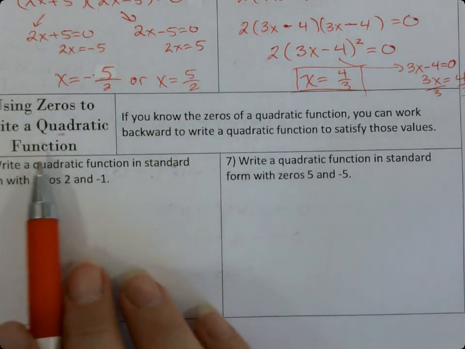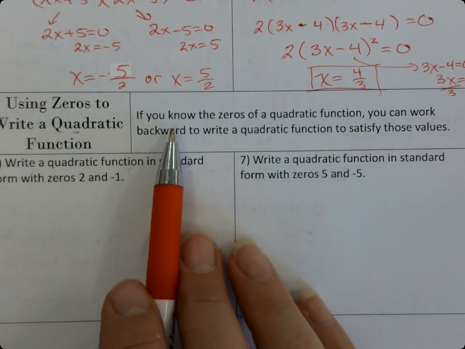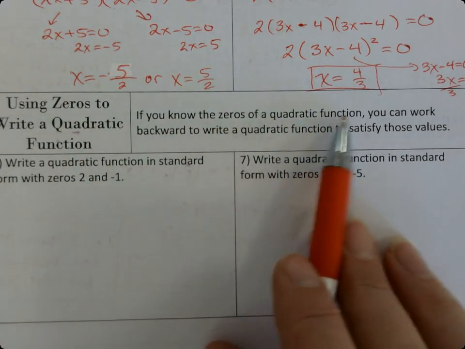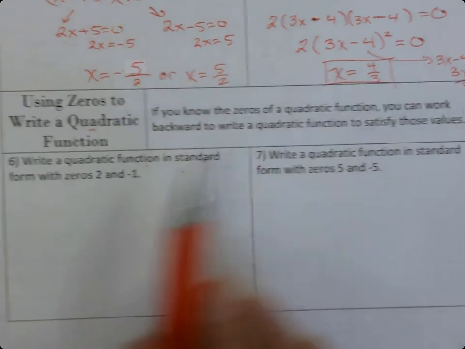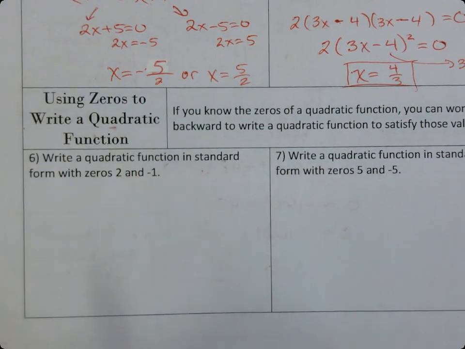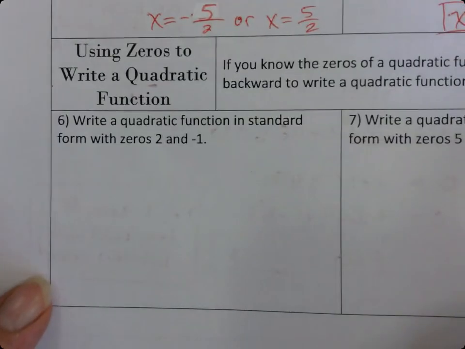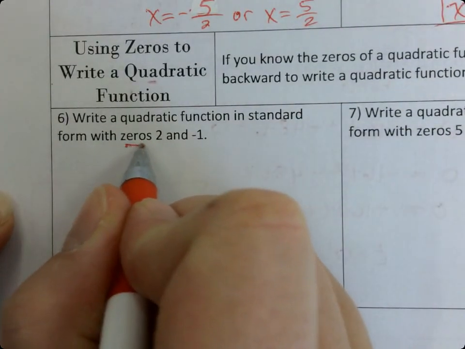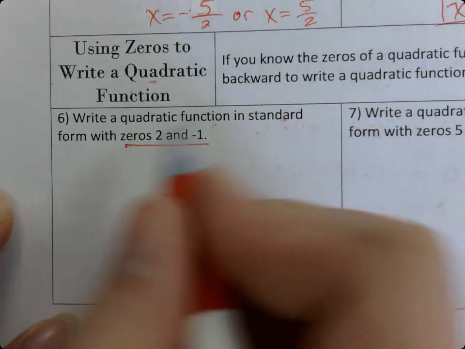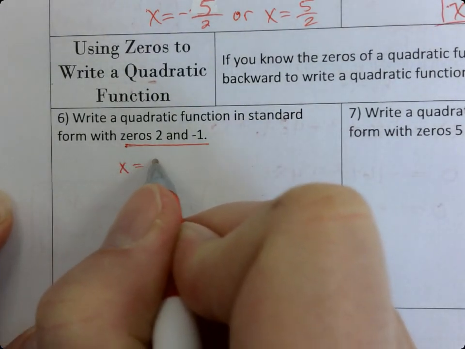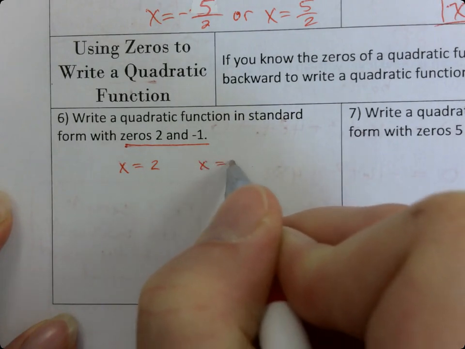Okay, we're going to go backwards now. So this says using zeros to write a quadratic function. If you know the zeros of a quadratic, you're going to work backwards. So I'm telling you the answers are 2 and negative 1. So please pay attention to this. It's actually not a bad concept. So if the zeros or the roots are 2 and negative 1, that would be your final answer. X equals 2, x equals negative 1.